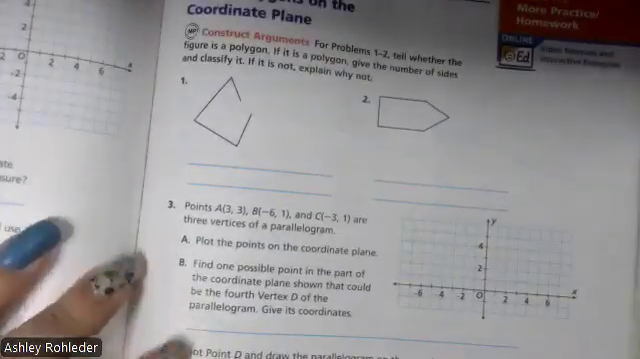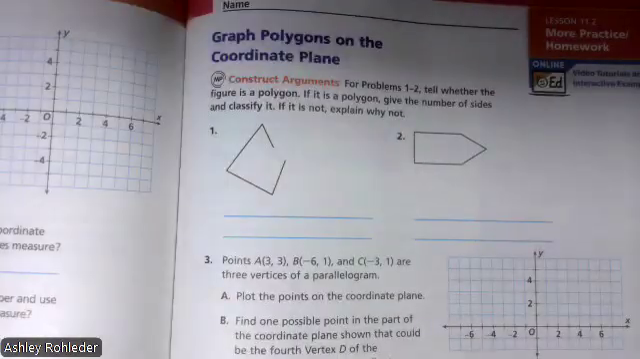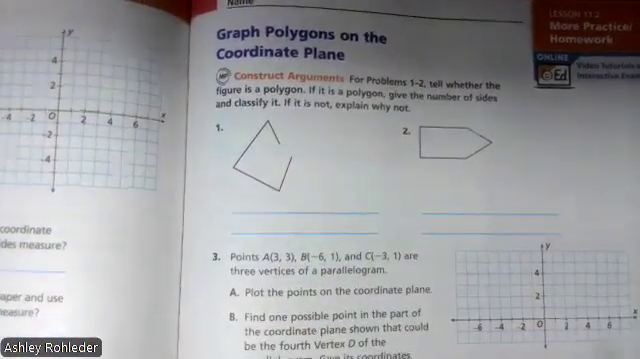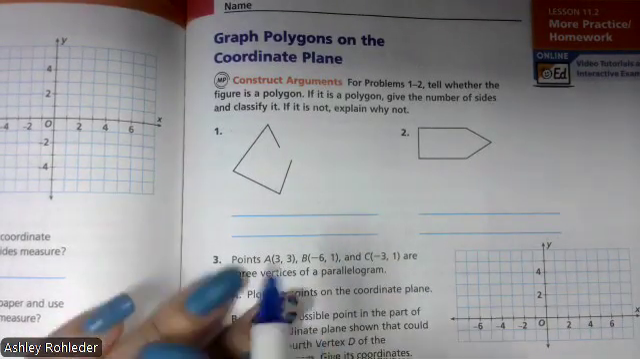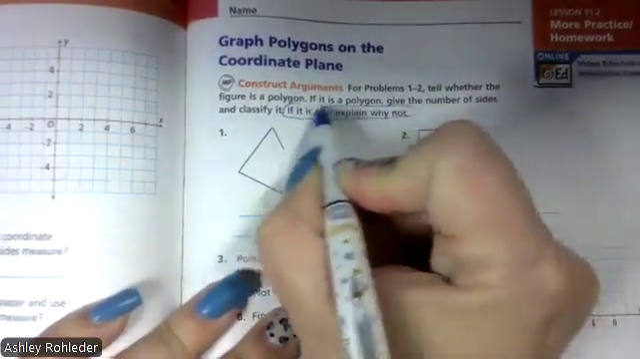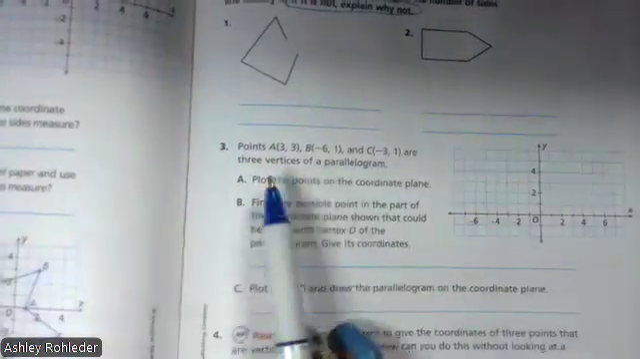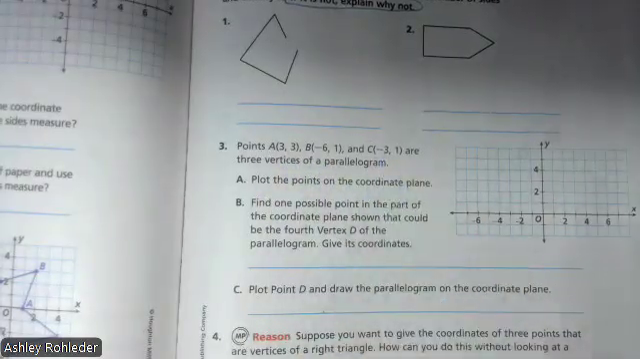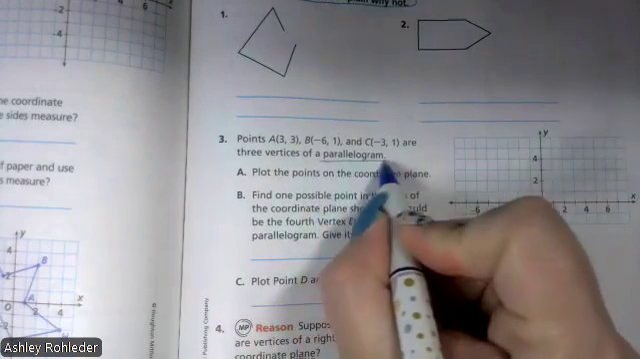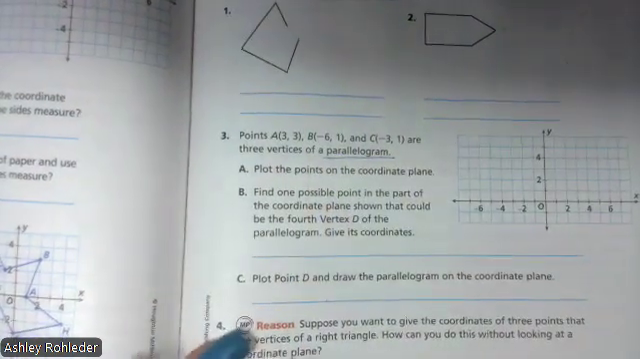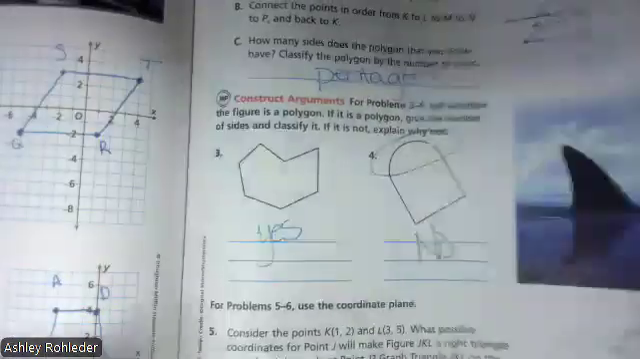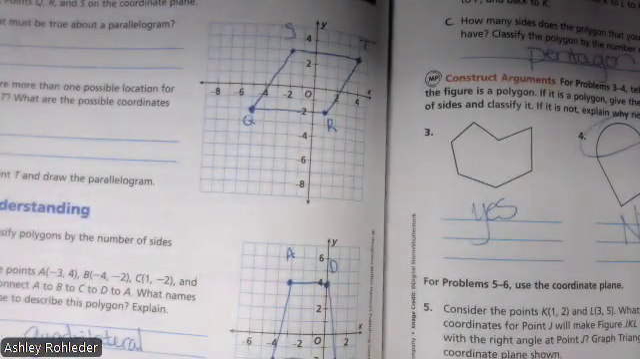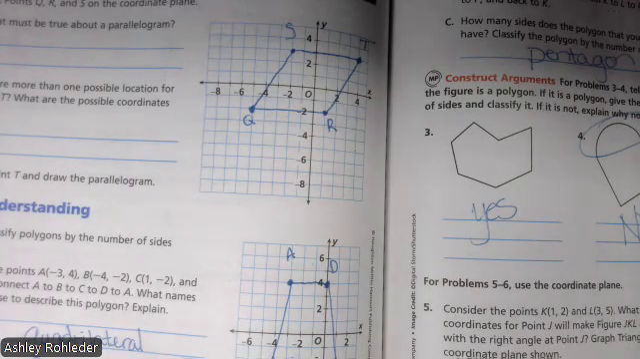Let's look at the homework. Okay, number 1 and 2, you're going to tell me yes or no. Is it a polygon? If no, tell me why it's not. Okay, 3 points A, B, and C are 3 vertices of a parallelogram. Plot the 3 points on a coordinate plane. What is it about a parallelogram? Remember, it's like an italic square, right? An italic square or an italic rectangle, right?